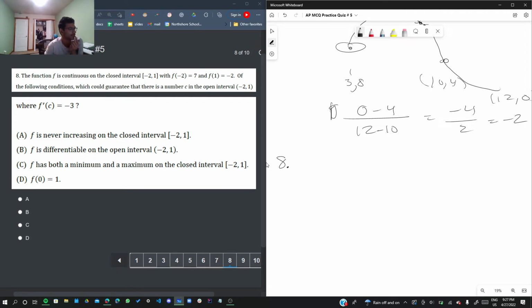All right, 8. Function f is continuous on the closed interval. Okay, so we have that information. F of -2 equals 7 and f of 1 is equal to -2. Of the following conditions, which could guarantee that there's a number c on the open interval where f prime of c is equal to -3?